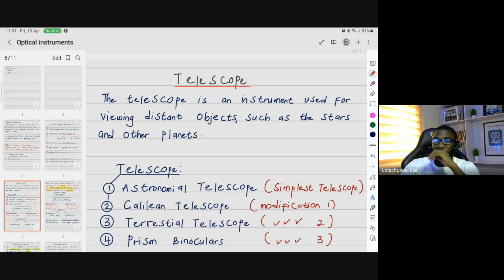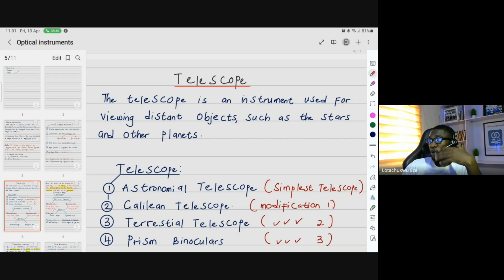I wish I could show a little bit of things on that so you can see how it works. So now these are the forms of the different kinds of telescope that we have: the astronomical telescope and the Galilean telescope. The astronomical telescope is the simplest telescope, and then it was modified. The modified version is the Galilean telescope, followed by the terrestrial telescope, then followed by the prism binoculars.